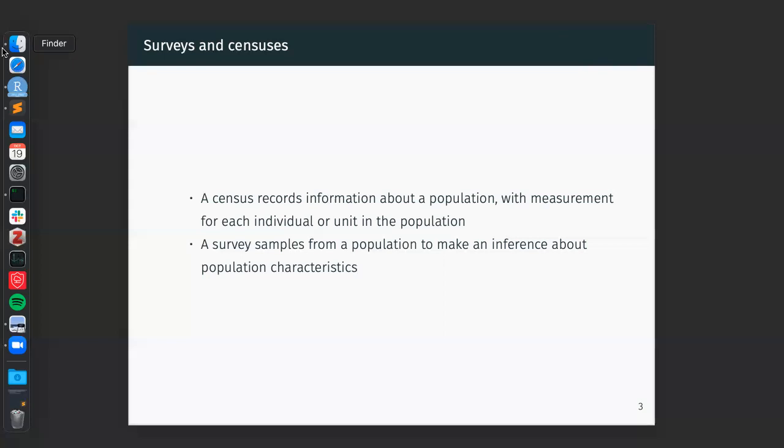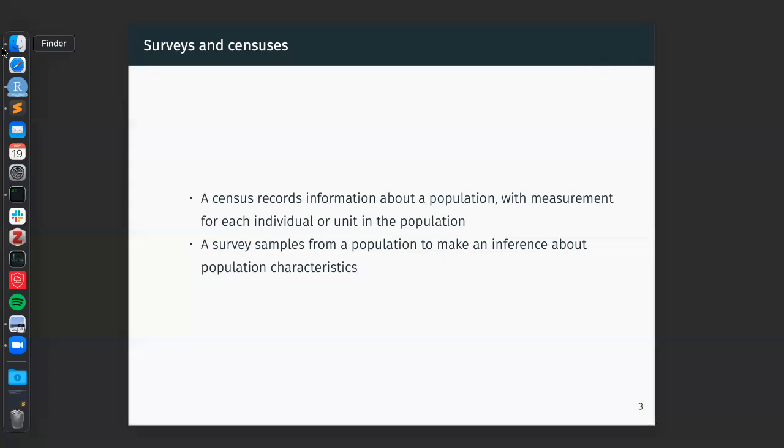It is comprehensive. A survey, on the other hand, samples from a population. A survey is a subset, right? If we think about this in terms of our Venn diagrams or set theory, a population would include all members. This would be the census. A survey might capture information about a subset. It's capturing a subset of that larger population.